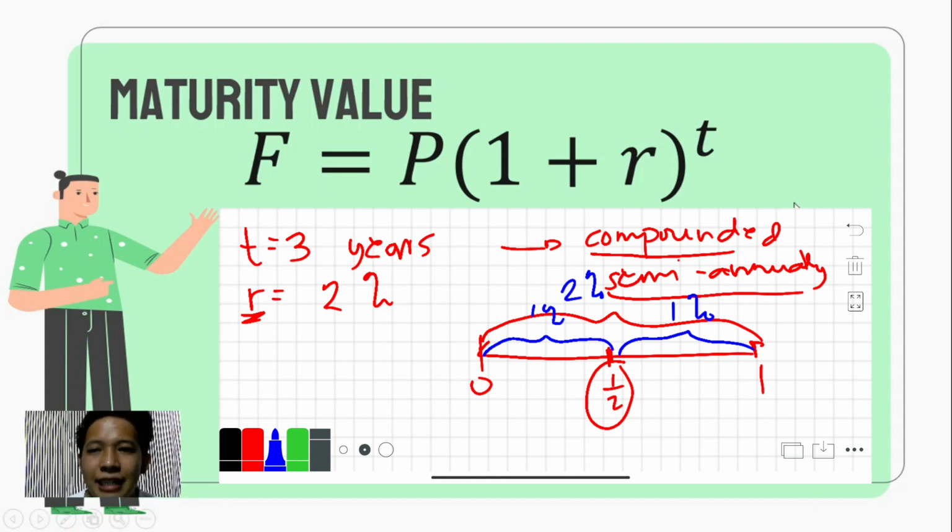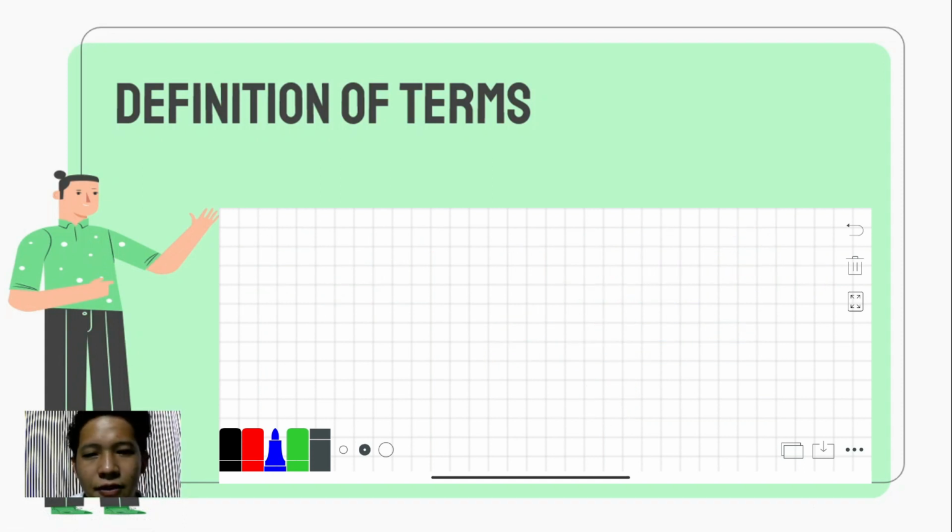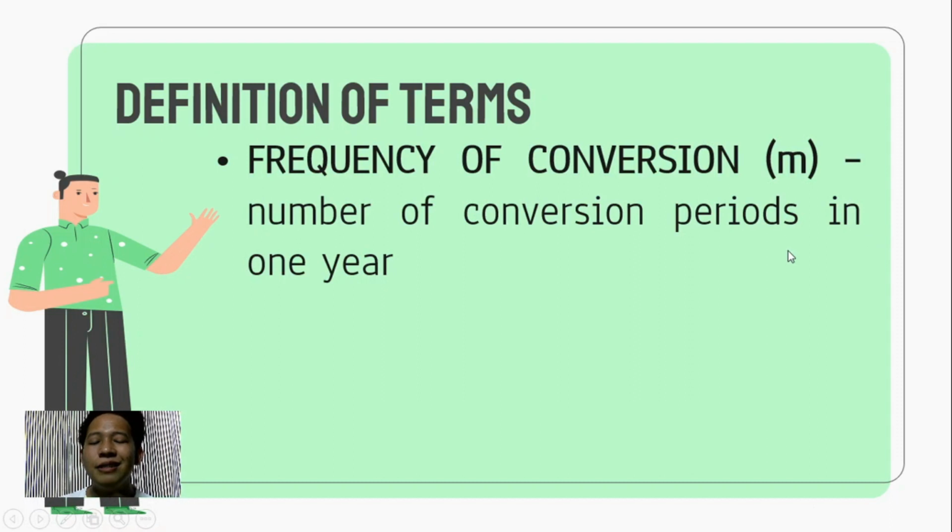Okay? Again, we'll be talking about and we'll be discussing compound interest more than once a year. Okay? So, let us have the definition of terms. When we say frequency of conversion, pag sinabing frequency, gano'ng kadalas? Okay? It's the number of conversion periods in 1 year. So, it is denoted by letter M, small letter m.